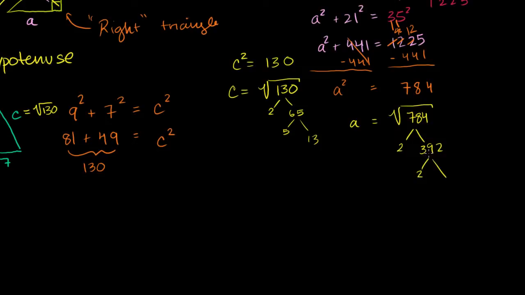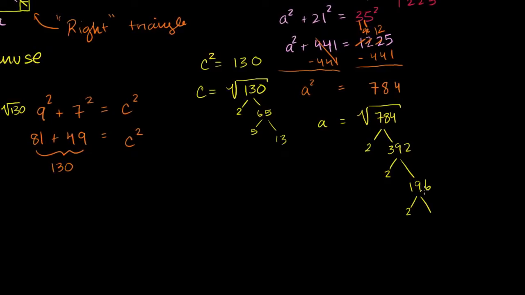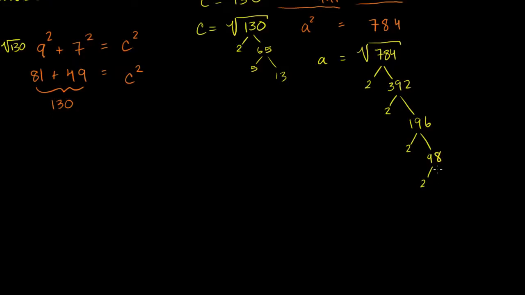This is 2 times 196. 196, that's right? 190 times 2 is, yeah, that's 2 times 196. 196 is 2 times, I want to make sure I don't make a careless mistake. 196 is 2 times 98. Let's keep going down here. 98 is 2 times 49. And of course, we know what that is. So notice we have 2 times 2 times 2 times 2. So this is 2 to the 4th power. So it's 16 times 49.